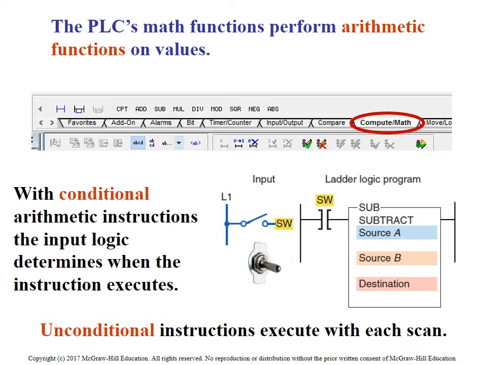So basically, the math functions perform arithmetic functions on values, on registers, on counters, timers, you name it. So essentially, when we close the switch here, we close this contact, and the SUB is considered an output because it's looking for an input to enable it. So that's kind of why they call it an output statement. And so it's the output function of the PLC.